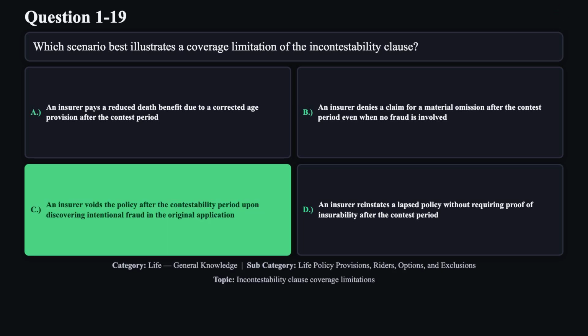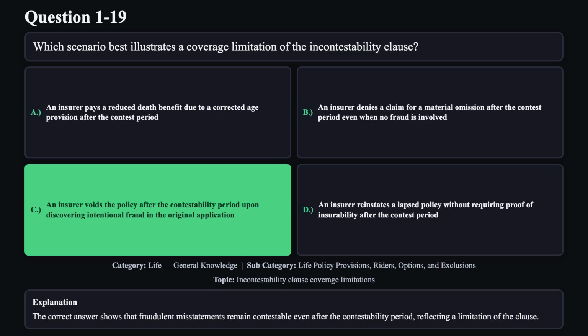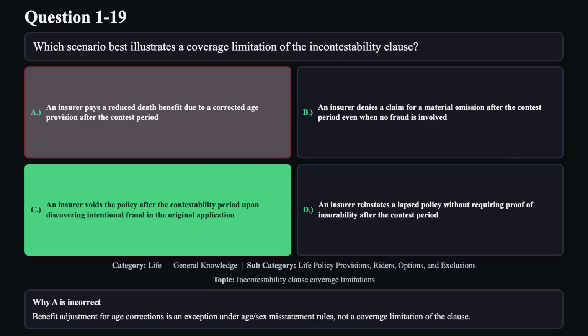The correct answer is C. The correct answer shows that fraudulent misstatements remain contestable even after the contestability period, reflecting a limitation of the clause. Reason A is not correct. Benefit adjustment for age corrections is an exception under age, sex misstatement rules, not a coverage limitation of the clause.